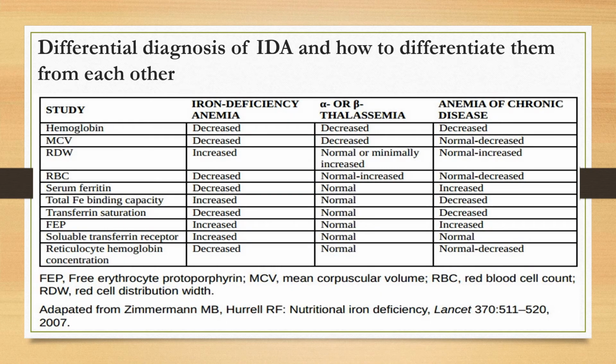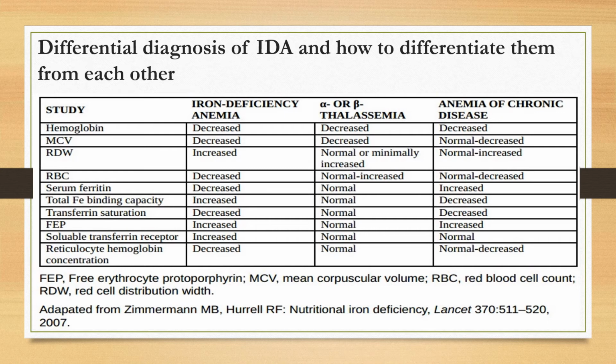Hemoglobin level is low in all anemia. MCV is decreased in both iron deficiency anemia and thalassemia, and in anemia of chronic disease there might also be low MCV. RDW is increased in iron deficiency anemia, whereas it's normal or increased in thalassemia, and it's normal in anemia of chronic disease. RBC count is decreased in iron deficiency anemia, whereas it is normal or increased in thalassemia, and normal or decreased in anemia of chronic disease.